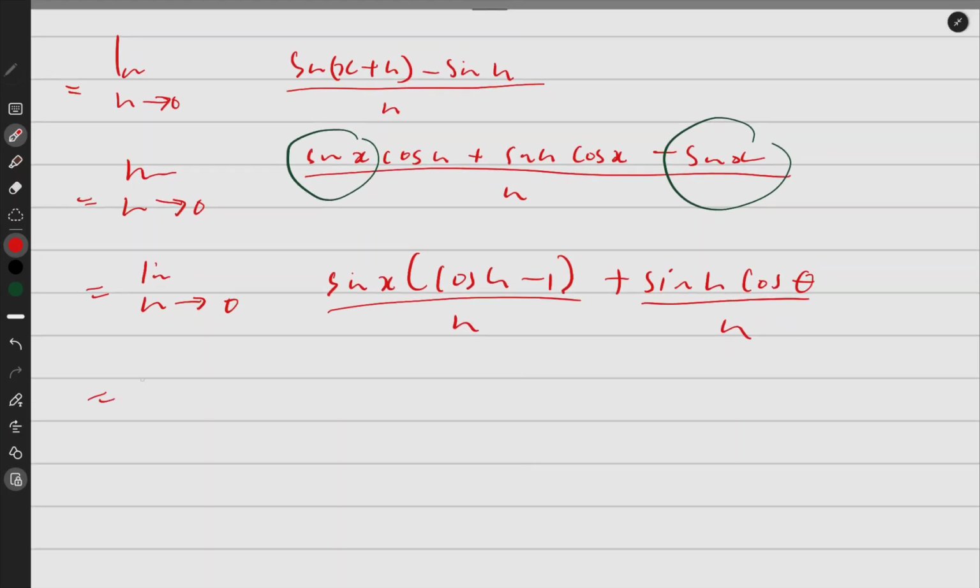Okay, so let me just take the limits from now. Things that don't have h have nothing to do with the limits, so it will just go out. For the sine x, it will just go out, and I'll take a limit here, and then we know this limit again. We can recognize this.